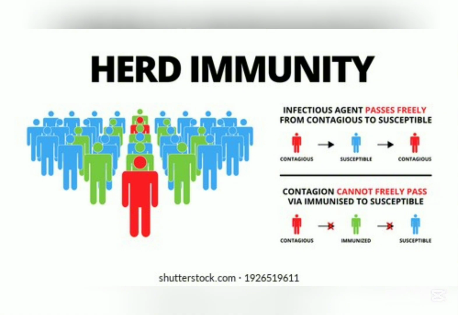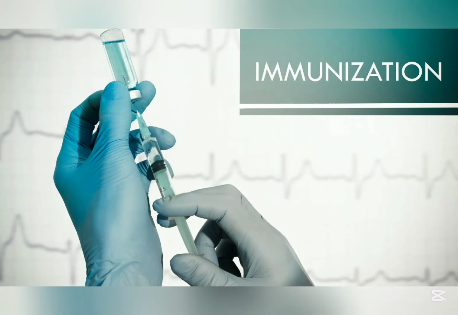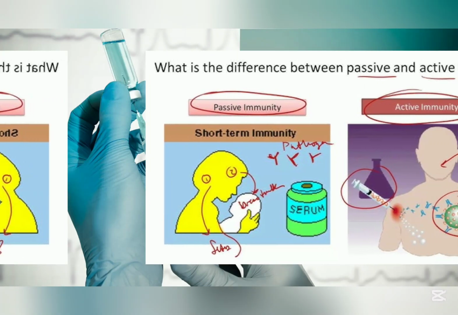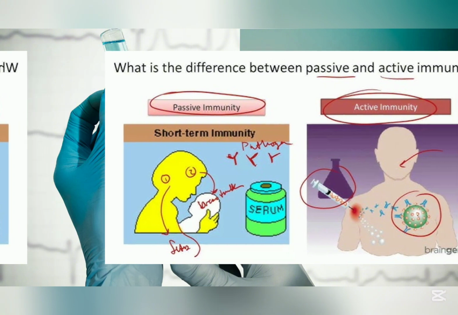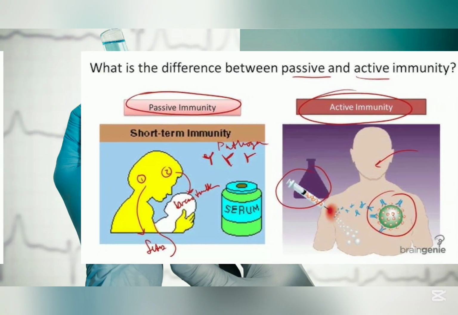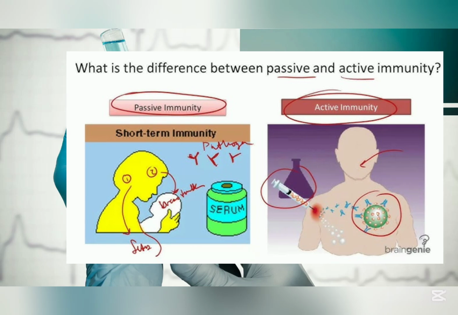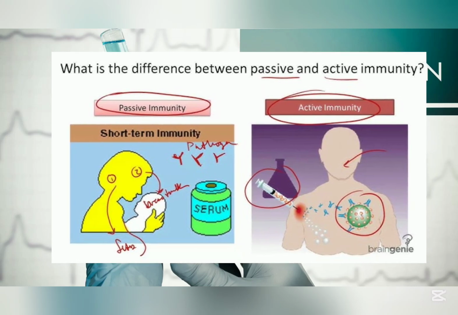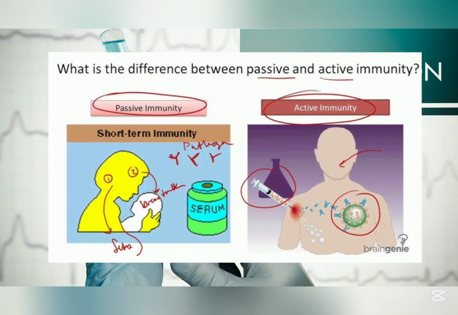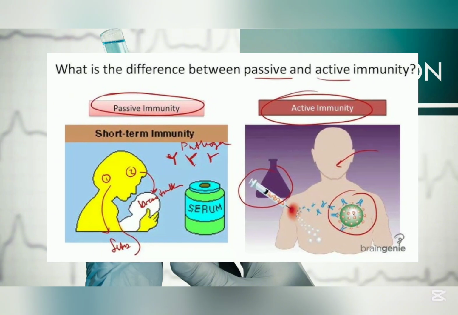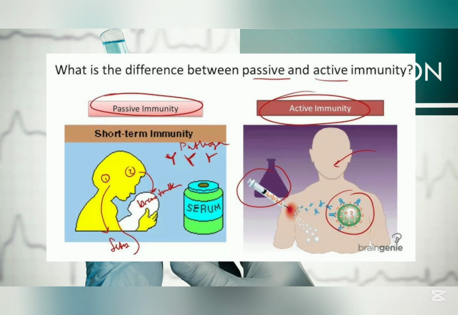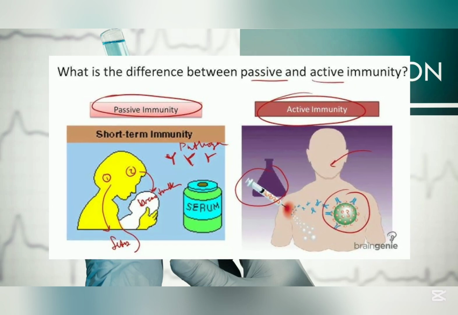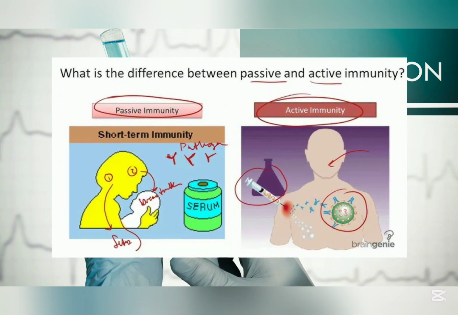Our last question is the difference between active and passive immunization. Active immunization is where the body generates its own immune response, like antibodies and memory cells. For passive, preformed antibodies or immune cells are transferred from an external source. For active, we have long-lasting immunity, often lifelong due to the memory cells. But for passive, it is temporary immunity lasting only 2 weeks to months.